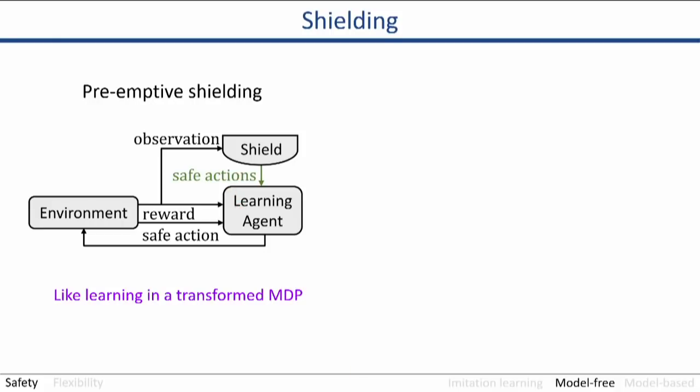So basically what this is doing is it's learning in a transformed MDP where you can't do anything wrong. Maybe an analogy would be, let's say you have a child walking around and the parent is always walking behind it. If the child is about to walk into traffic, the parent will hold it back and prevent its action from actually going forward. So that's what preemptive shielding is.